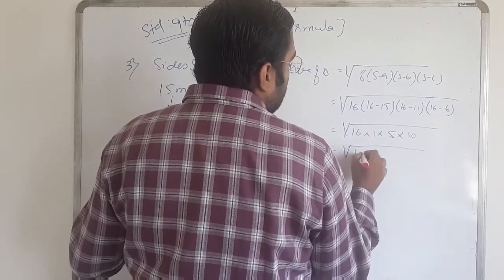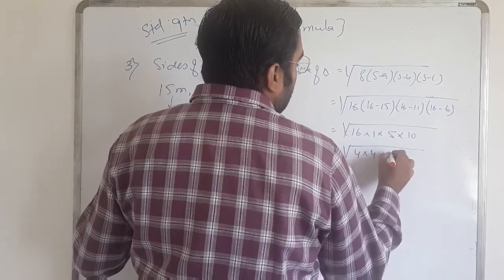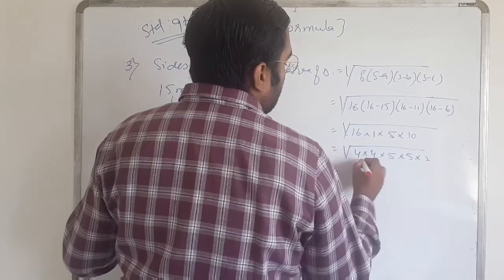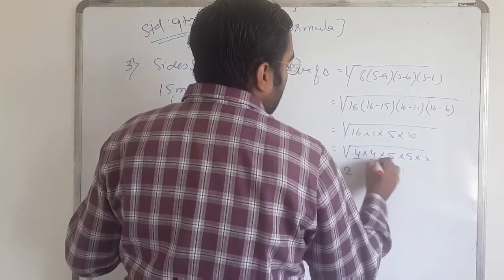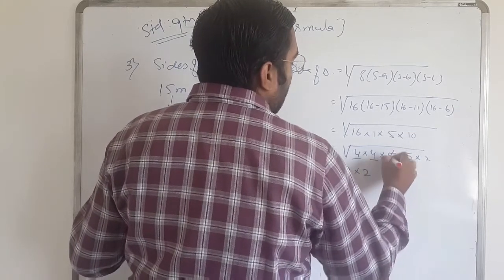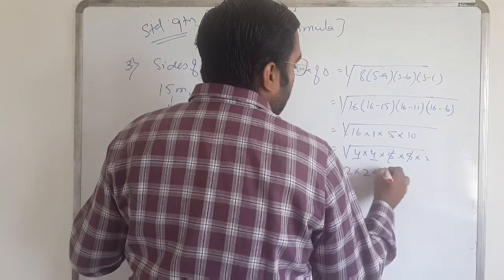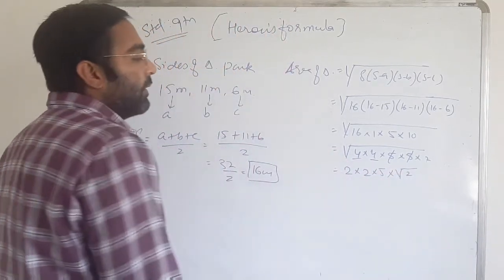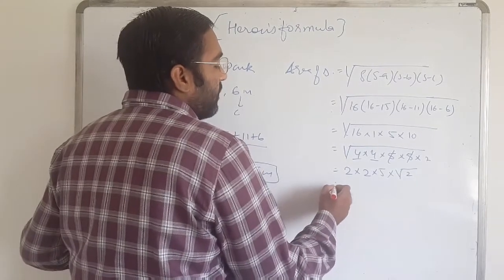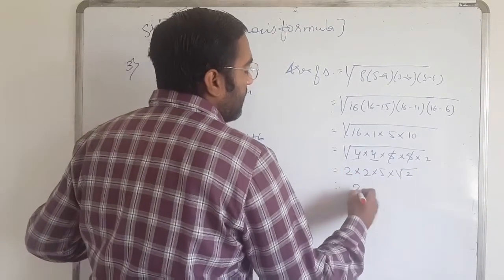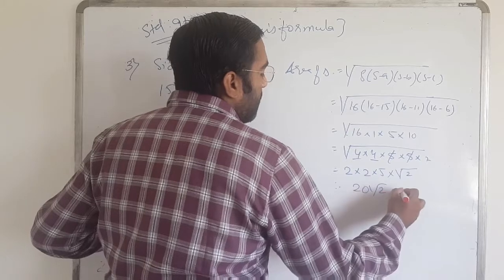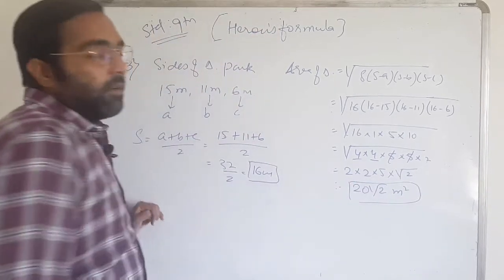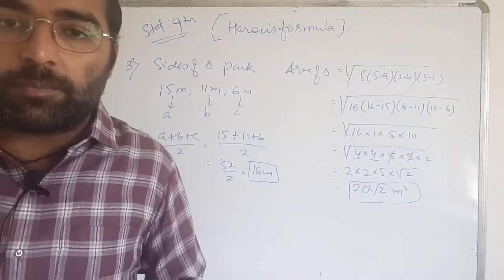16 is 4 into 4, and 5 into 10, that is 5 into 2 into 5. So 4 comes out as 2, for the pair of 5s, that is 5, and the remaining 2 stays inside the square root. Therefore my answer is 2 times 2 is 4, 4 times 5 is 20, 20 root 2 meter square. That is the area of the triangular park. Okay, clear?